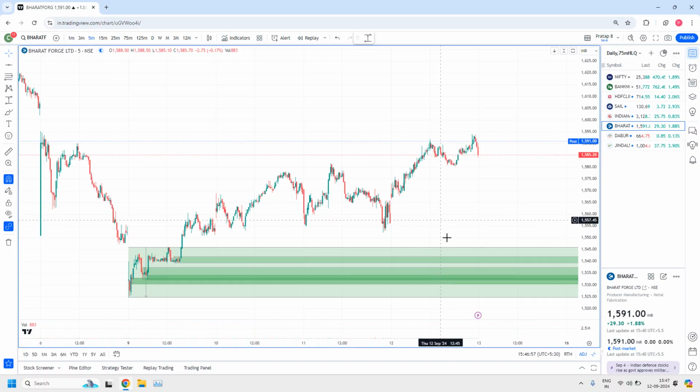But anyway, today we didn't get a trade in this particular zone, but this analysis will be helpful to you from our future trades point of view and also from a learning point of view.